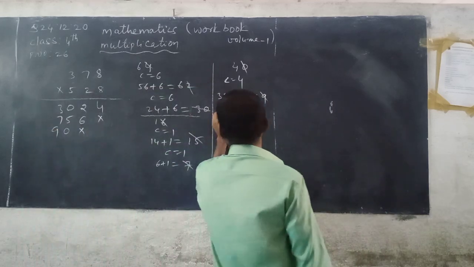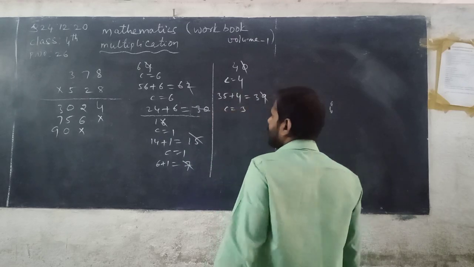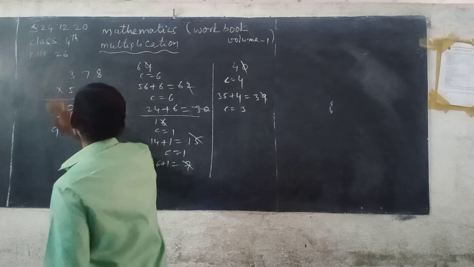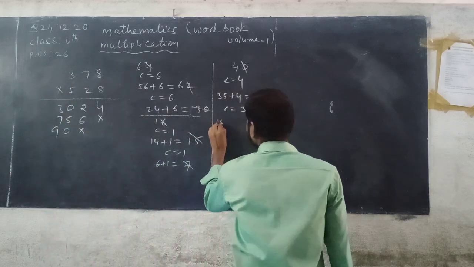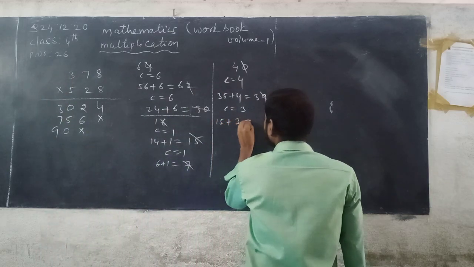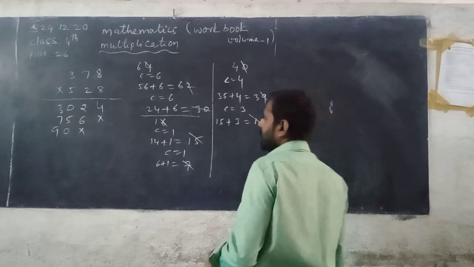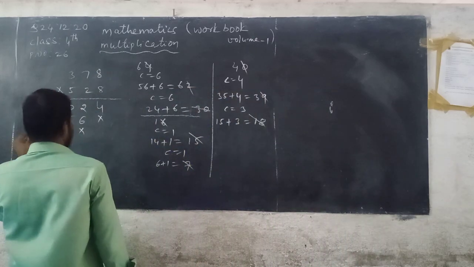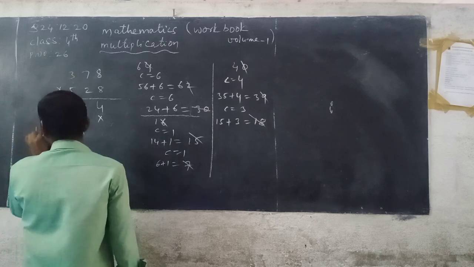Now carrying 3. Next we multiply the digits in the hundreds place, 3 with 5. 5 threes are 15. 3 is added to 15, 15 plus 3 you get 18. 18 is written down on the left side of the 9. So then you can write here 18.